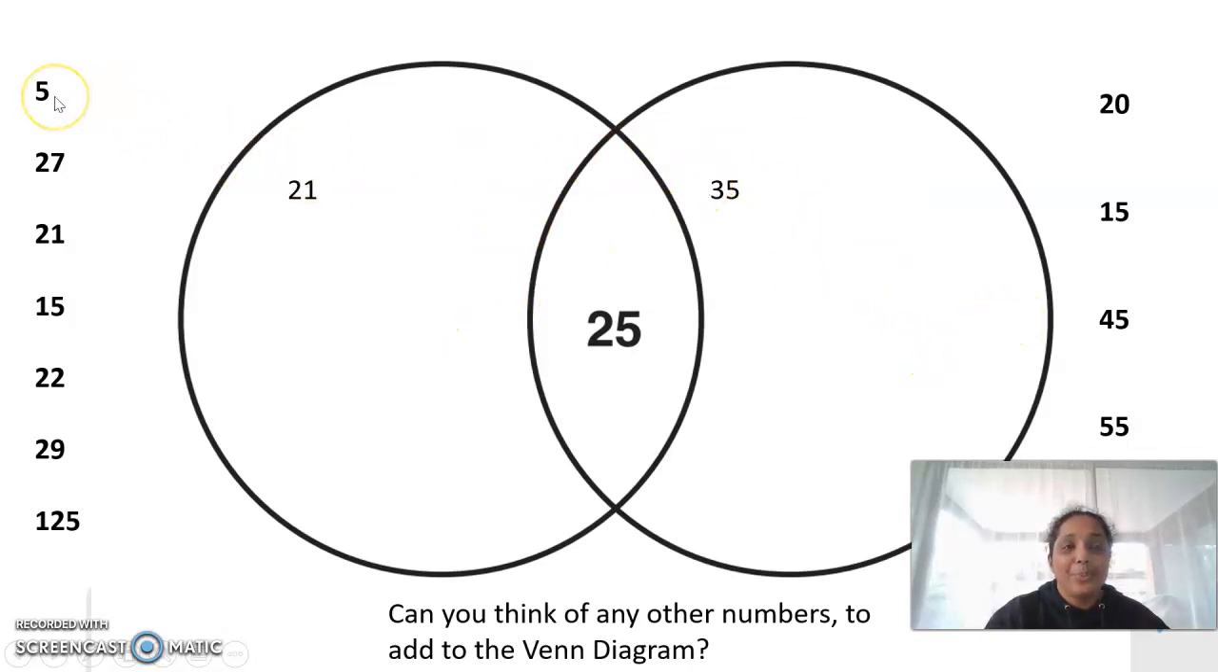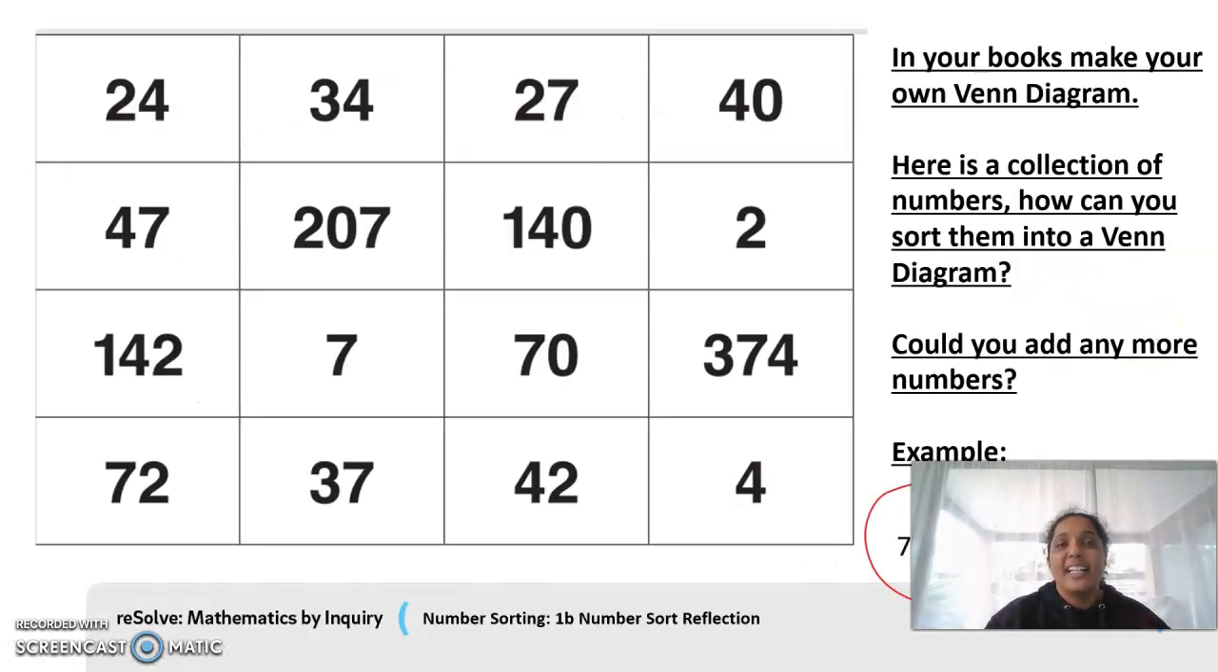So for example, 5 ones would go here because 35, 25, 5, the commonality or the similarity is the 5s. 27 would go here. 21, 27, 25, all are represented in the tens. So they're all in the tens section here. Can you think of any other numbers to add to the Venn diagram that aren't on the left and right hand side column? So try and work that out. This is an extension challenge, so have a go if you can.